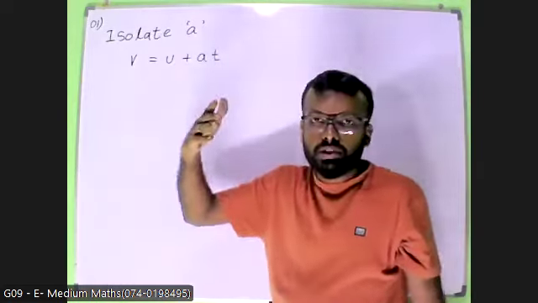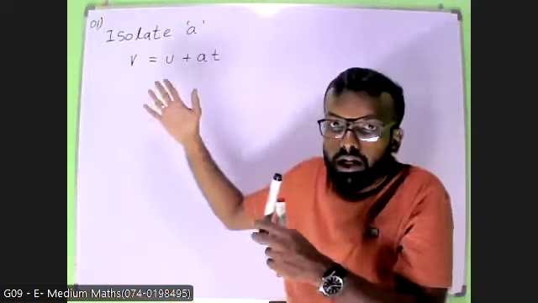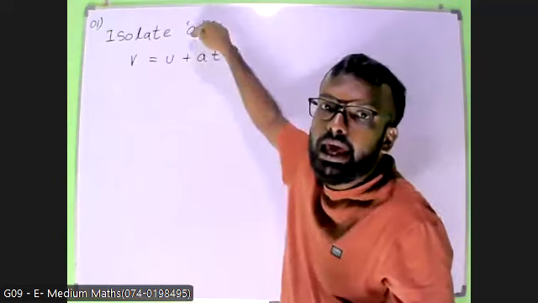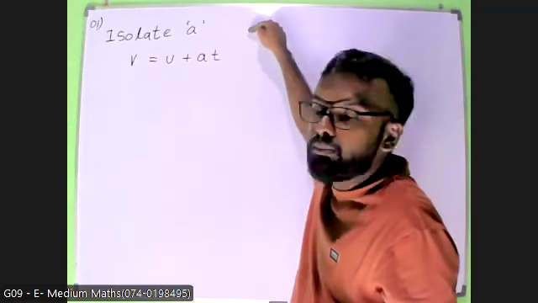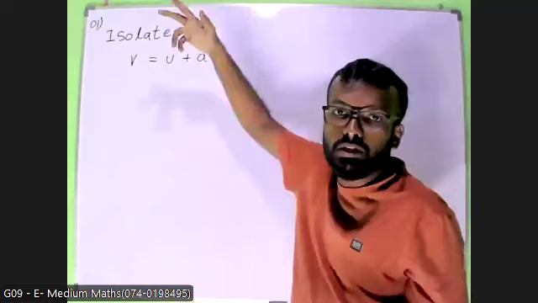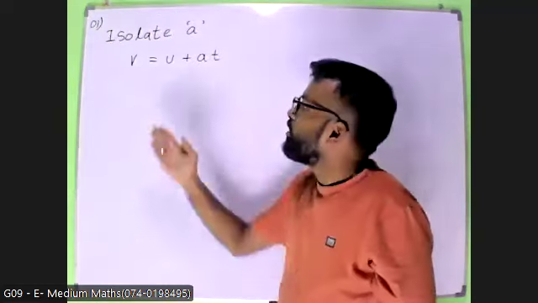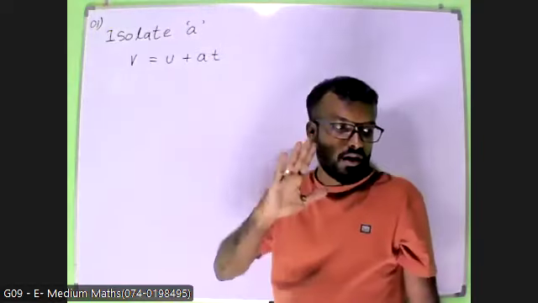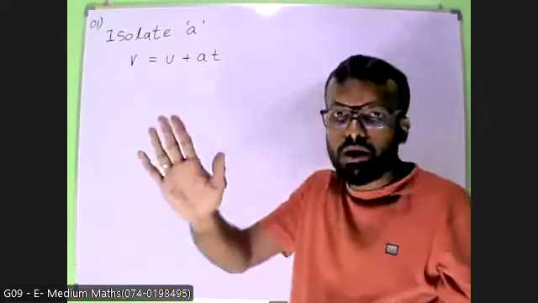So in your exams, this can come like "make A the subject" in a similar way. Make A as the subject, right? So you have to do this: V equals U plus AT, isolate A. So I think you have finished by now, right?